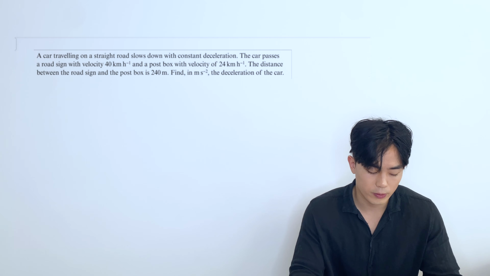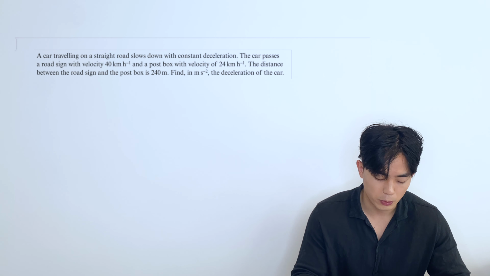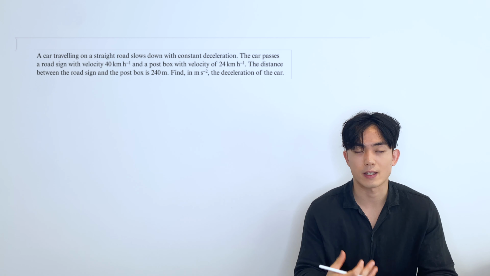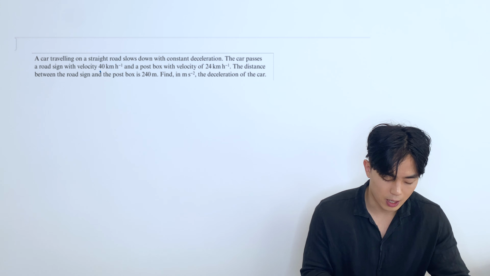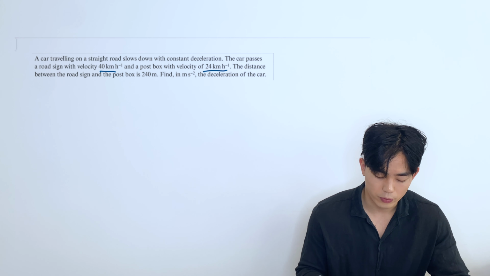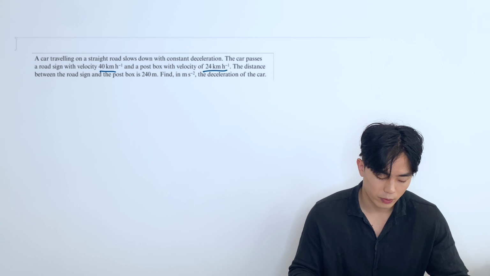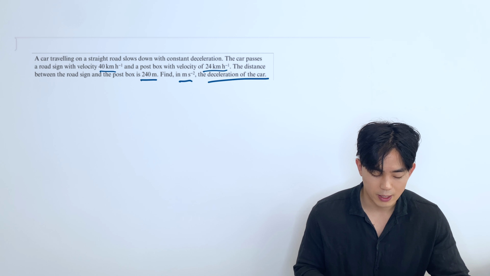Let's just try one final one. A car traveling on a straight road slows down with constant deceleration. Deceleration means the acceleration value will be negative. The car passes a road sign with velocity 40 km per hour and a post box with velocity 24 km per hour. The distance between the road sign and the post box is 240 meters. Find, in meters per second squared, the deceleration of the car.